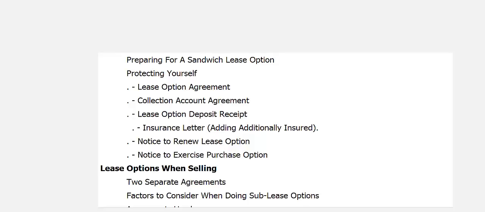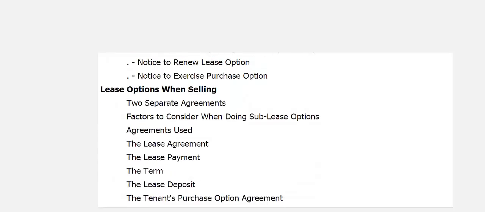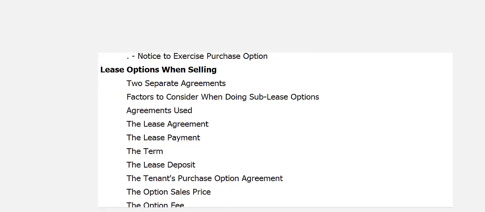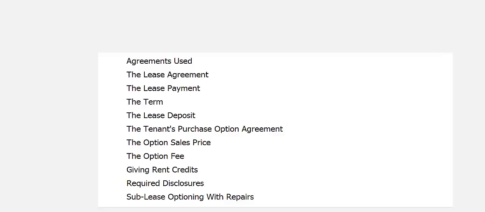Then we get into agreements for selling on lease option. There are two separate agreements when you're selling. Factors to consider when doing sublease options. What are the agreements used? The lease agreement, the lease payment, the term of the lease deposit, the tenant's purchase option agreement, the option fee, giving rent credits, requiring disclosures, sublease optioning with repairs.